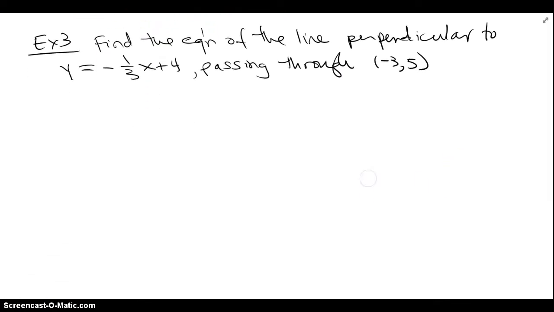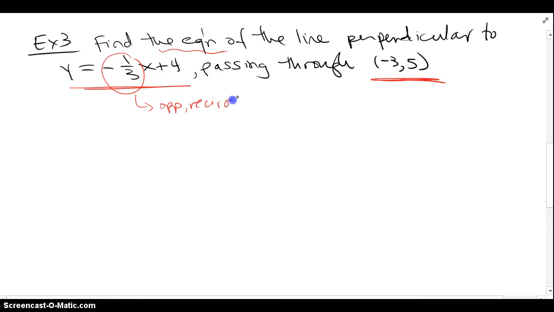It says find the equation of the line perpendicular to y equals -1/3 x plus 4 passing through (-3, 5). So I'm supposed to find the equation of the line. If it's perpendicular, I'm going to use the opposite reciprocal slope. And that slope will be, make it a positive and flip it, get its reciprocal. So that would be a 3 over 1 if I take the opposite reciprocal.